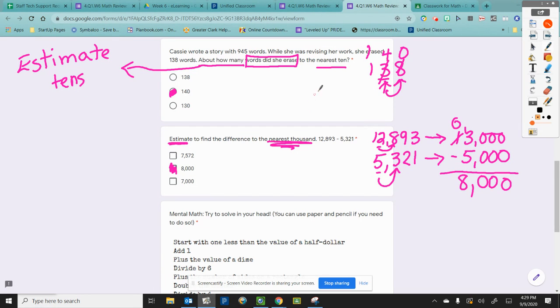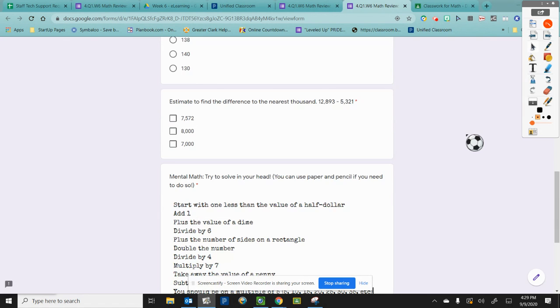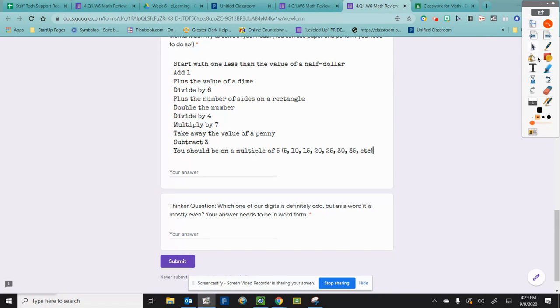I'm going to clear this out, and once again, we're going to scroll so we can see everything. Okay, this is mental math. If you at all can do this in your head, please try it. We need to work on some of these quick mental math skills in our heads. If not, you can use paper.